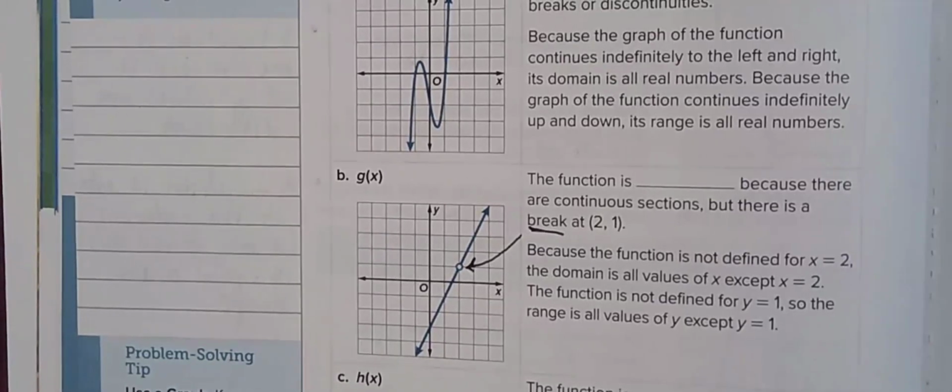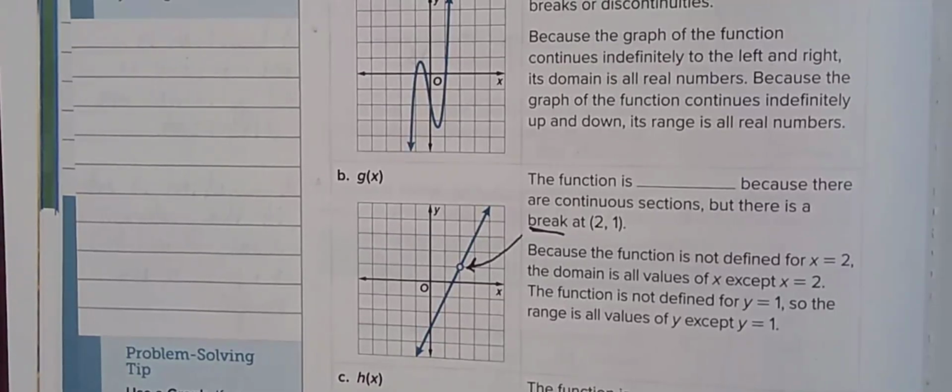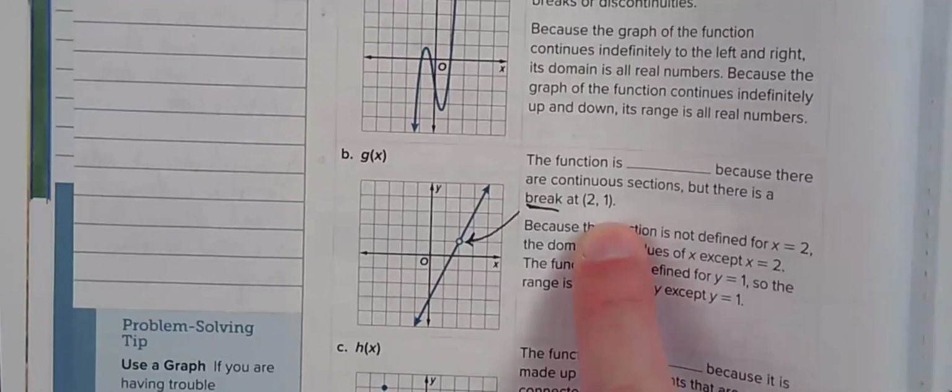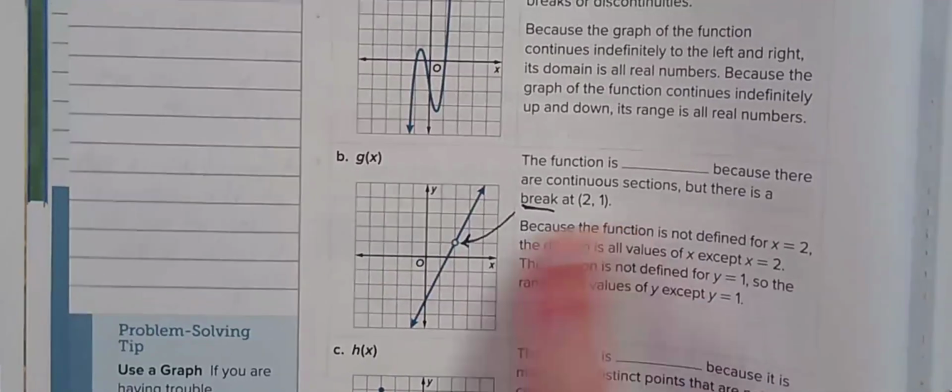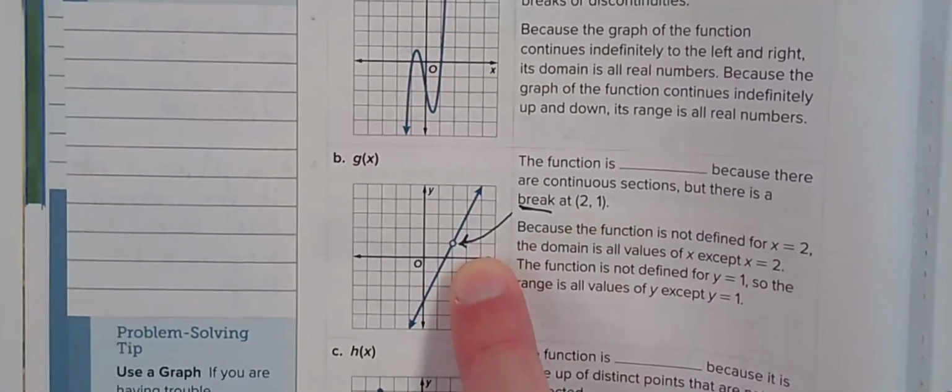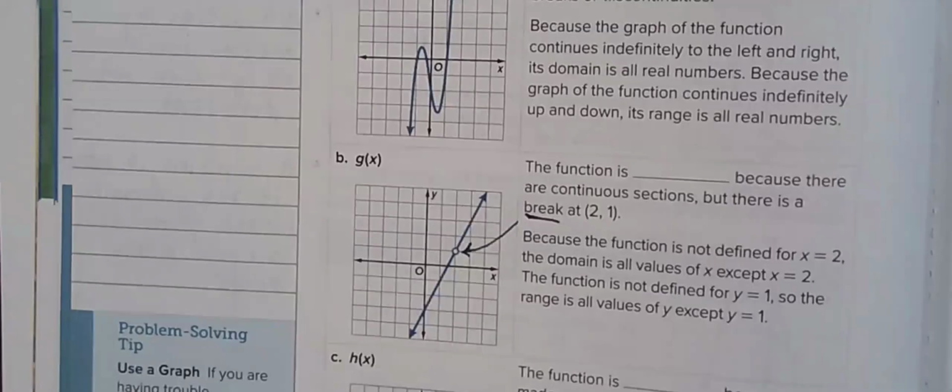And so there's a break at (2, 1). You can also call it a hole, right? There's no value at (2, 1) on this graph. That does not exist on this graph. That's why there's an open circle. So there are continuous sections, but there is a break.